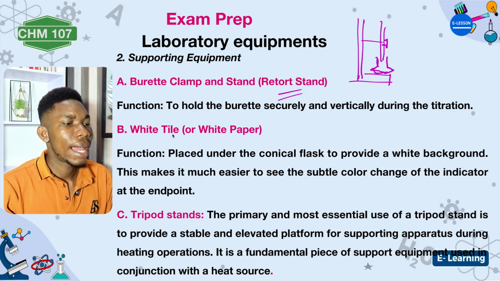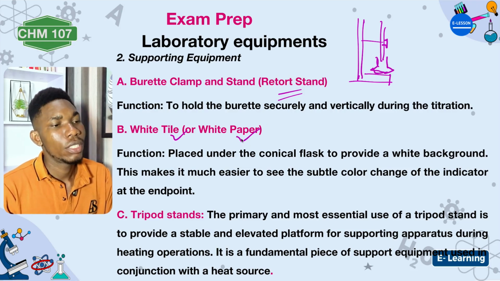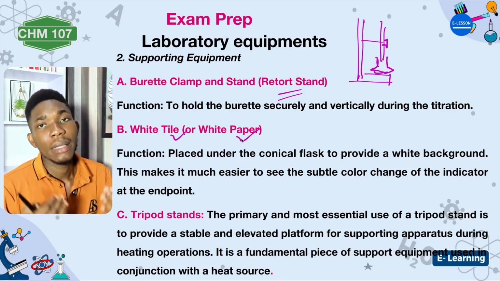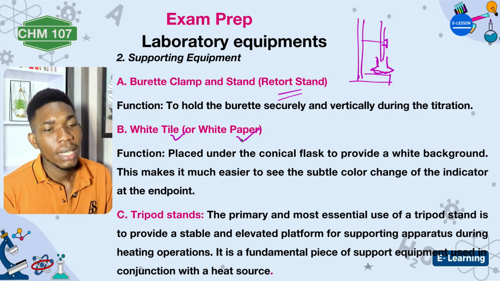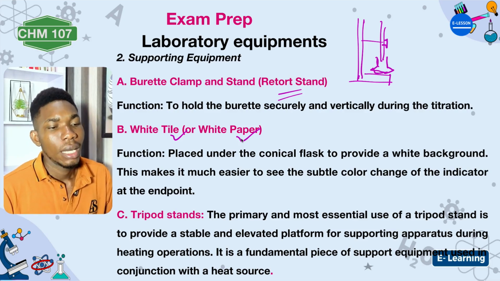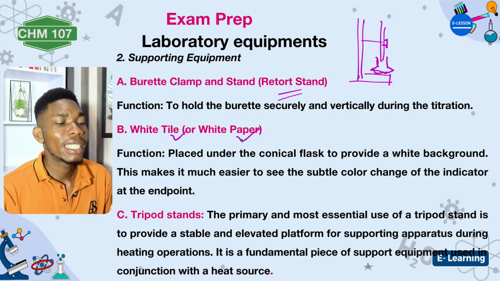Now, white tile. Why do you put white tile or white paper during titration? It's so that you can visualize your colors very well. You know, some of these tables might have different colors. If you put a white tile, it helps you visualize the color.